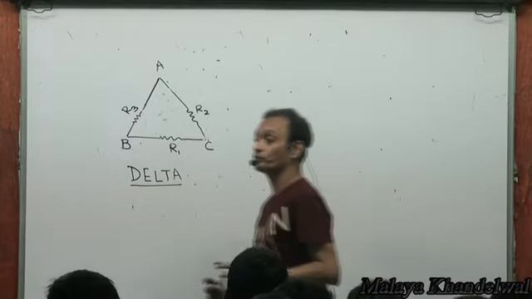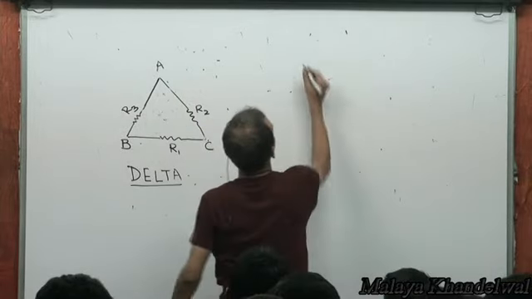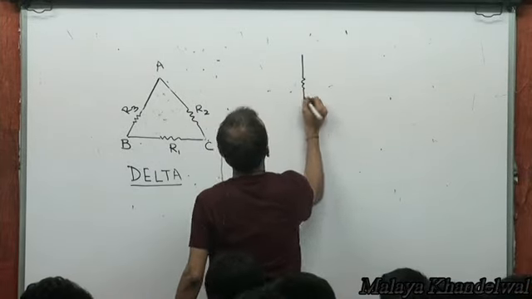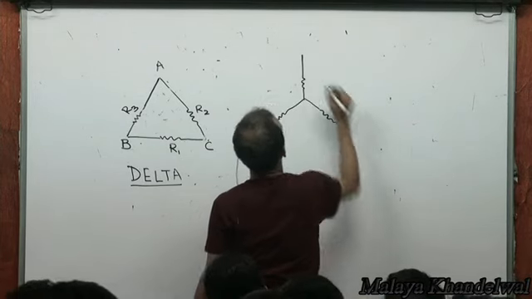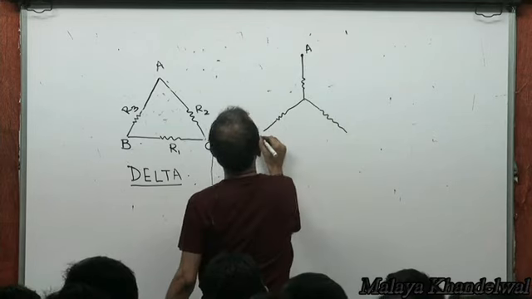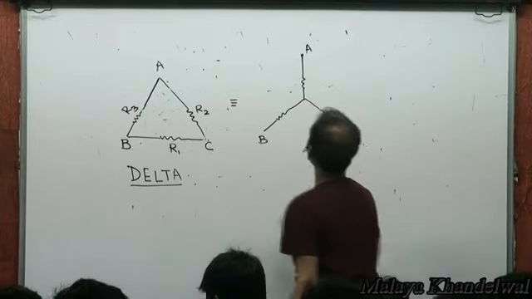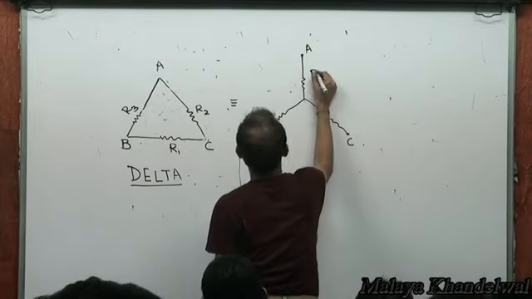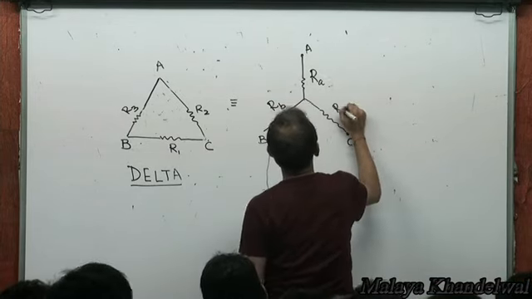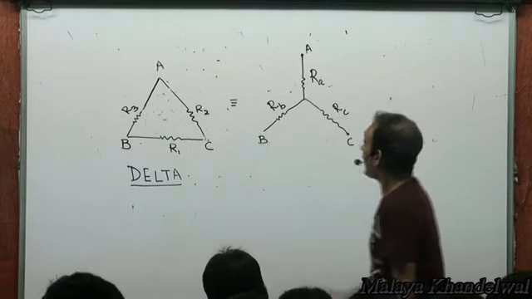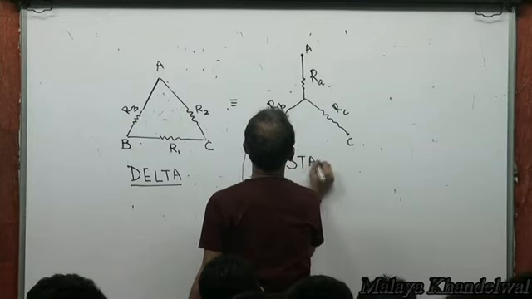This topology could be reduced to an equivalent topology. It could be opened up like this. This topology could be reduced to a topology like this, ABC. Say where this resistance becomes RA, this resistance becomes RB, and this resistance becomes RC. And this topology is called a star topology.